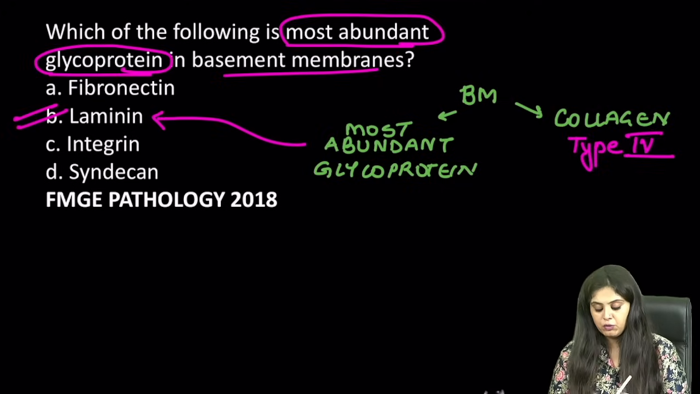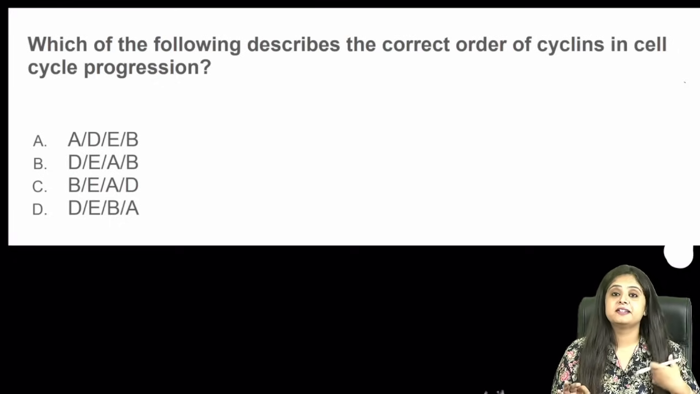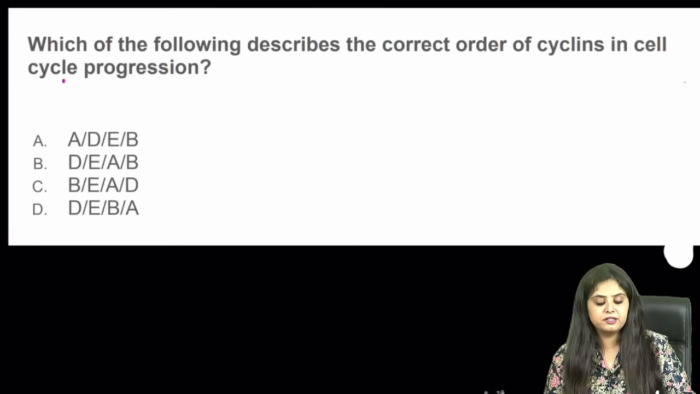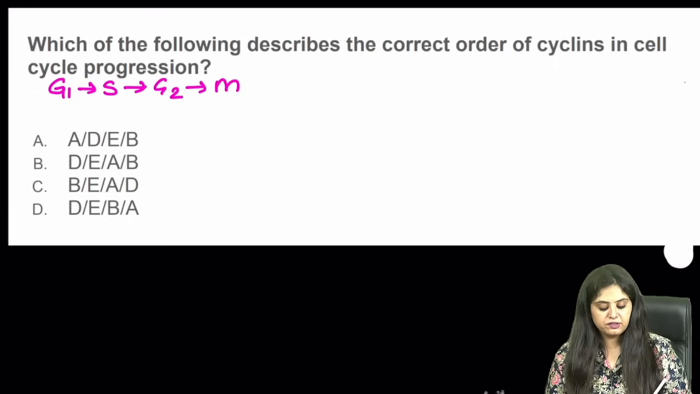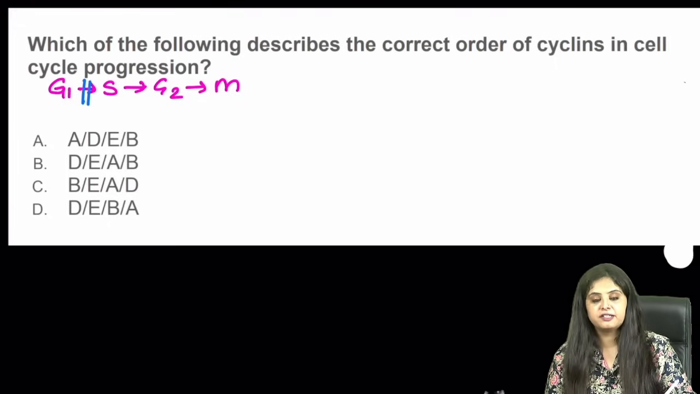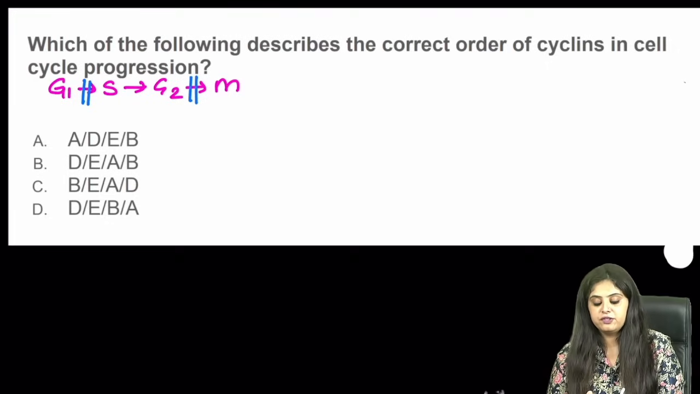laminin. Moving on to the next question, an FMG favorite, that is to do with the cell cycle. I hope you remember the sequence of the cell cycle also. It is G1, S, and then G2, and then M. So G1, S, G2, M. And where are the two checkpoints present on the cell cycle? The first checkpoint is at the junction of G1S. The second checkpoint is at the junction of G2M.